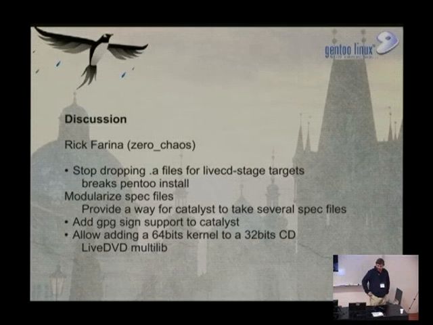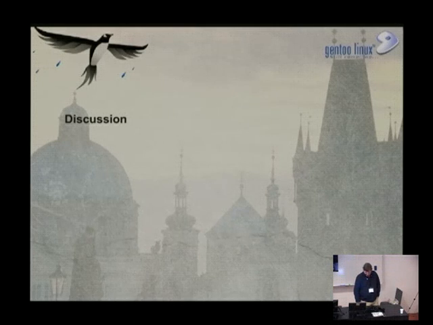He would also like to get GPG signing support in Catalyst. Currently, we have stages. Our stages are signed, but that's a manual process. It isn't done by Catalyst. And finally, we would like to get something that Fernando Laco would also like, which is for us to build a 32-bit CD or DVD with a 64-bit kernel, which is something that currently they can do here.